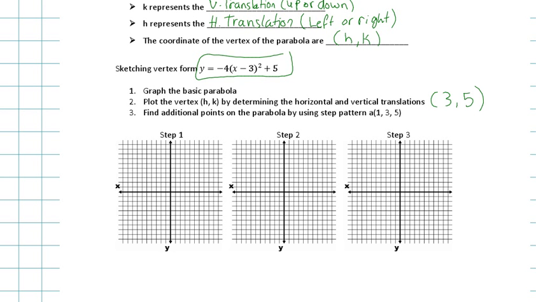Does anyone not know why it's positive 3, 5? It's always opposite to what you see inside that bracket. Okay? So the vertex is 3, 5. So this is the different steps that we're using, but when you graph, you don't do 3 steps, right? You put it all together. But I'm basically breaking it apart for you. So locate the vertex. So that's 3, 5. So this is my vertex.